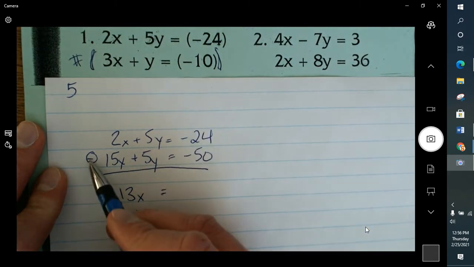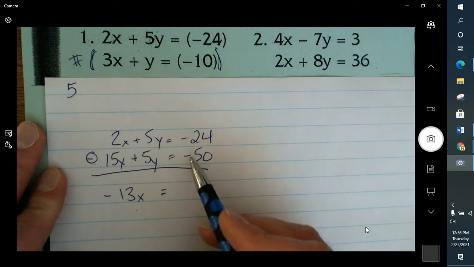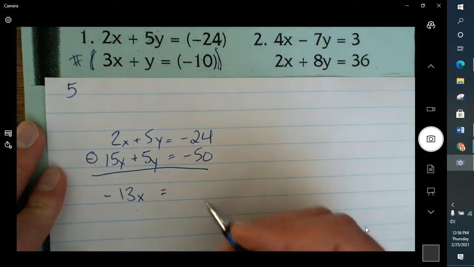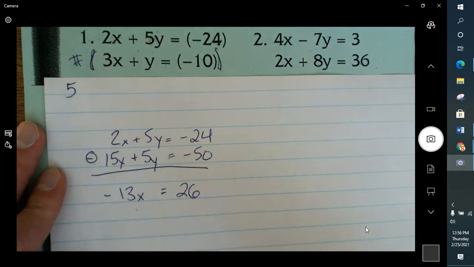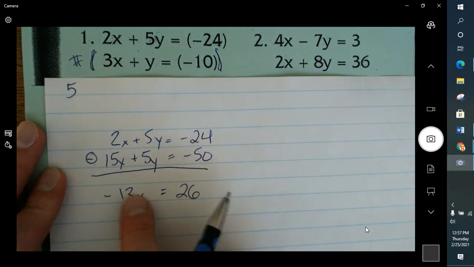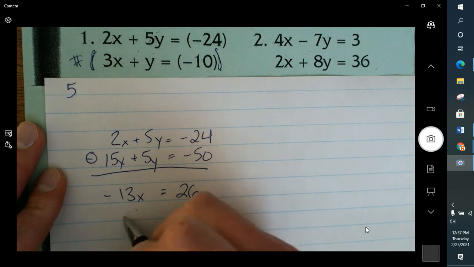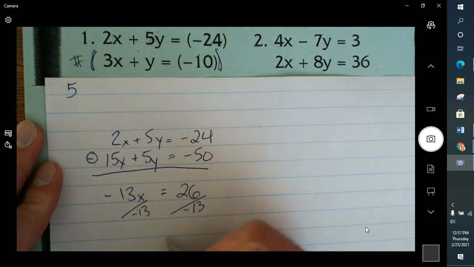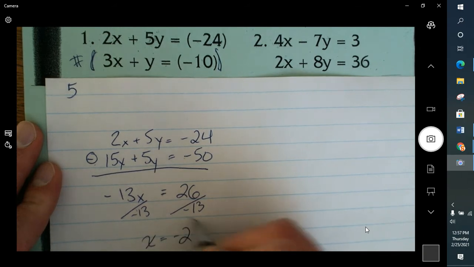Negative 24 minus a negative. That's where you got to be careful. Minus a negative, that's going to be like adding. It's like adding 50. So we're going to end up with a positive 26, which is good. We kind of see, oh, they're going to get a nice number here for our first answer. Divide by negative 13, and we end up with x equals negative 2.